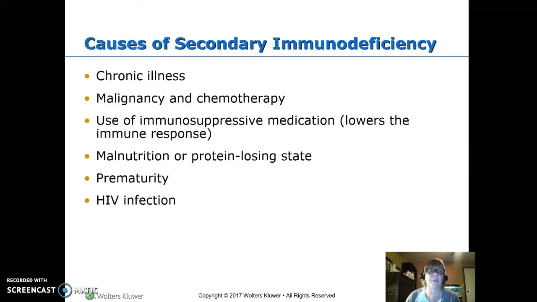Secondary means we did something to cause it. So it can happen with chronic illnesses, malignancy. That chemotherapy we give you makes the child immunosuppressed. We use immunosuppressive medications and leave the child immune suppressed. Malnutrition, or something where they're in a protein losing state, will make them more immune suppressed. Premature babies, they don't get all those antibodies from the mom. And then HIV infection.